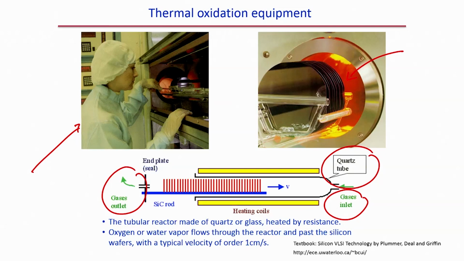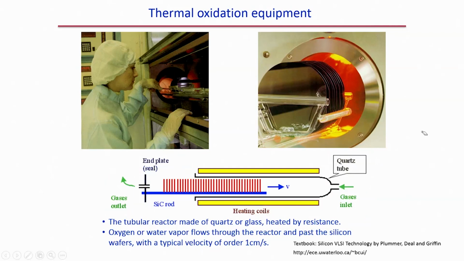The typical velocity of oxygen or water vapor that flows to the reactor is around 1 centimeter per second. This is the typical velocity for the oxygen or water vapor to flow through the reactor.